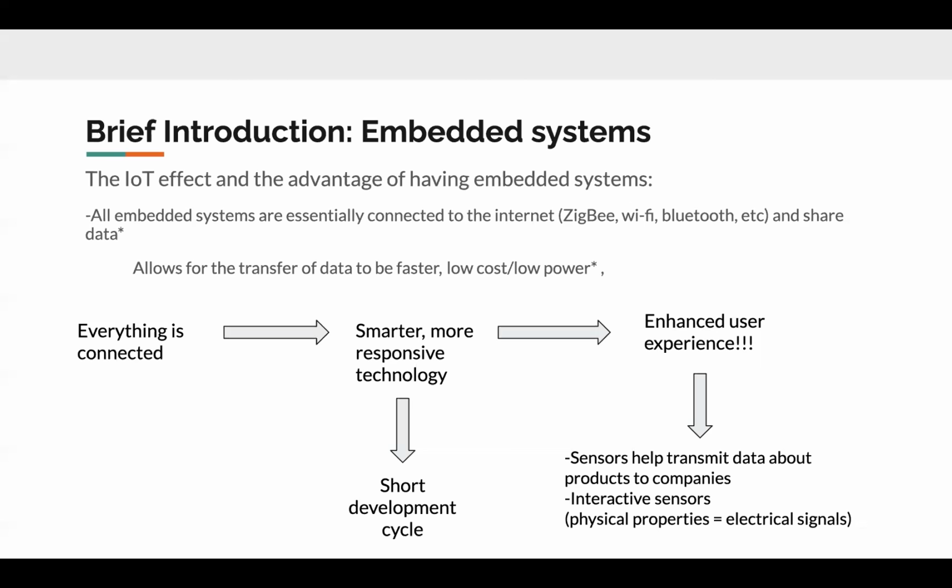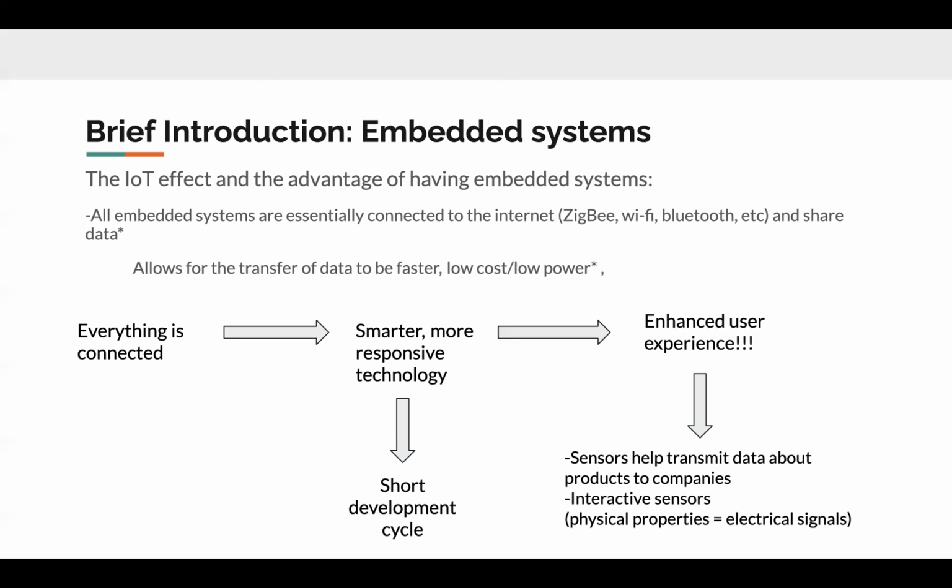And it's so important for companies because it gives them the opportunity to analyze a product and see how the user interface experience is going, and allows the transfer of data to be so much faster, and it costs lower than if you were to not have the IoT effect. So again, everything is connected and you have smarter, more responsive technology. An example of this is when you can turn on lights in the room using your phone, or when you can enable the house alarm using some type of app.